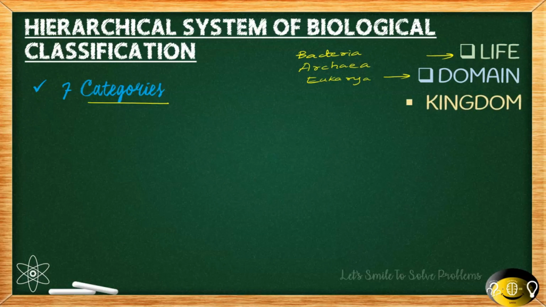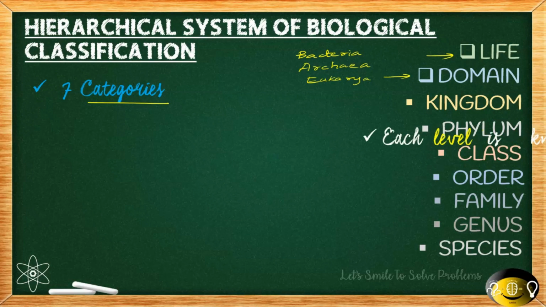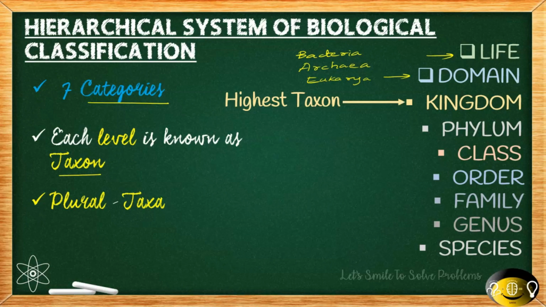So first is kingdom, then comes phylum, then class, then order, then family, genus, and then species. Okay, these are the 7 categories. Now each of these levels is known as what? Each of these levels is known as a taxon. That means kingdom, phylum, class, each one is known as a taxon, and in plural we state it as taxa. Okay, and as I told you, the categories will be in descending order. So the highest taxon is kingdom and the lowest taxon is species.